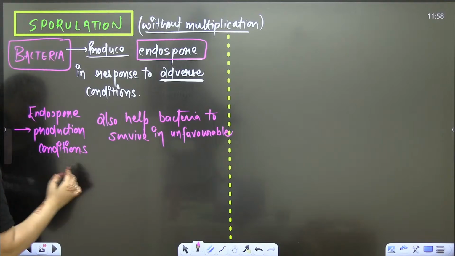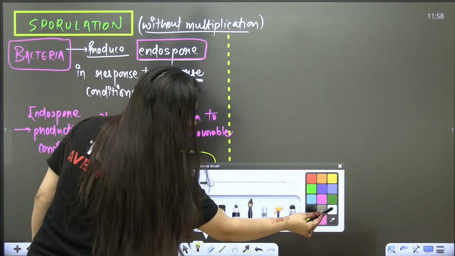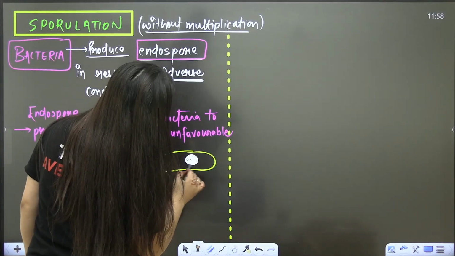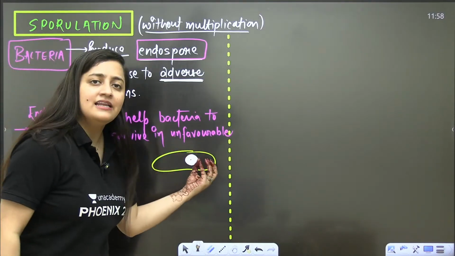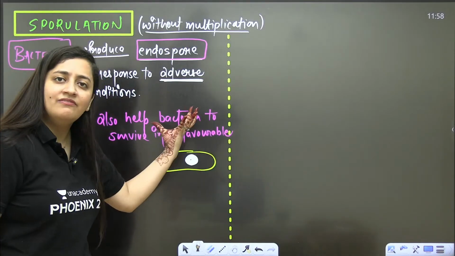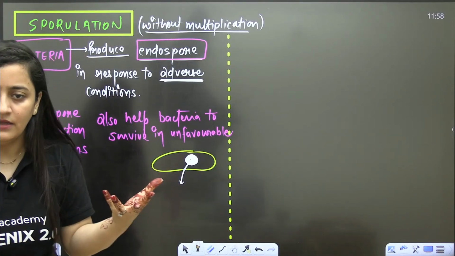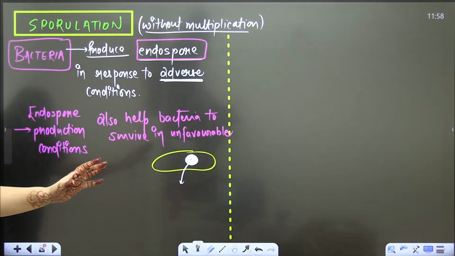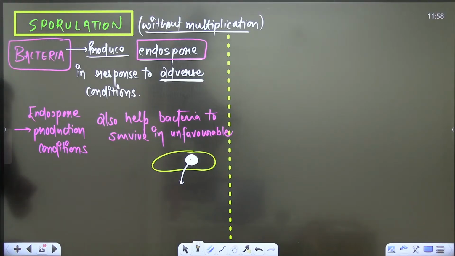The spore production. Let me give you an example. Let's say here you have the bacteria, and the spore is produced inside. When conditions are unfavorable, it will stay like that. Now let's say conditions are favorable. The cell wall will burst, the spore will come out, and again it will grow like a bacteria. So can I say that it is a method of perennation?